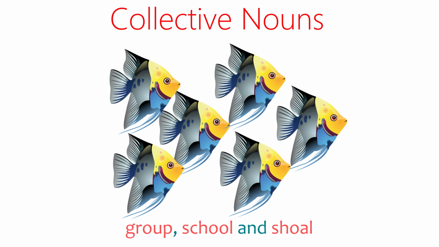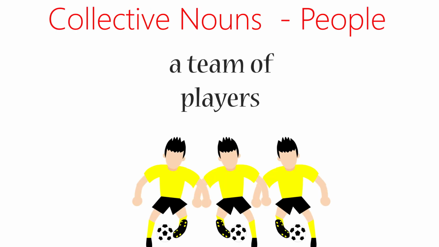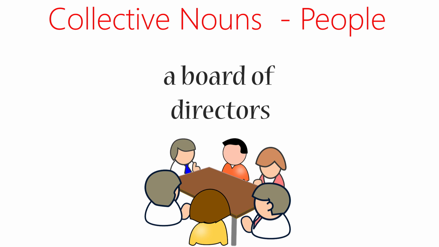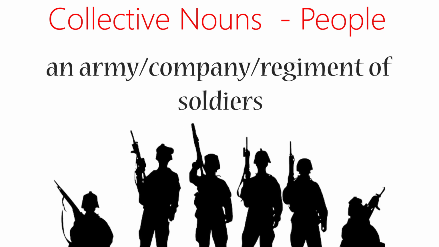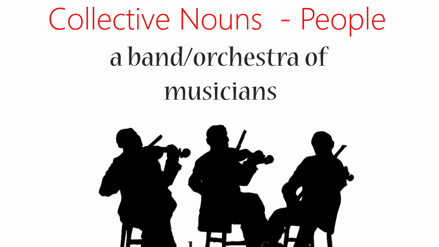Let's look at some common collective nouns used for people. A team of players. A panel of experts. A board of directors. What's a group of soldiers called? An army, a company, a regiment. A group of robbers is called a band of robbers or a gang of robbers. Similarly, a band of musicians or an orchestra of musicians.